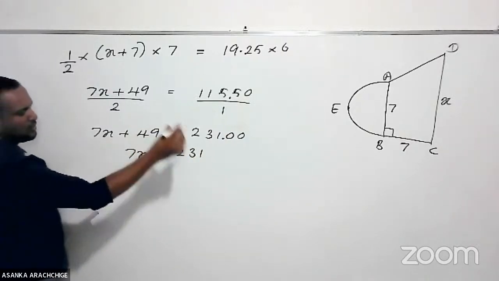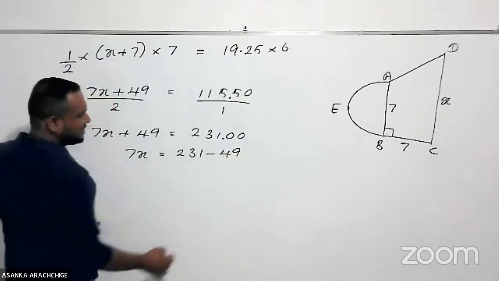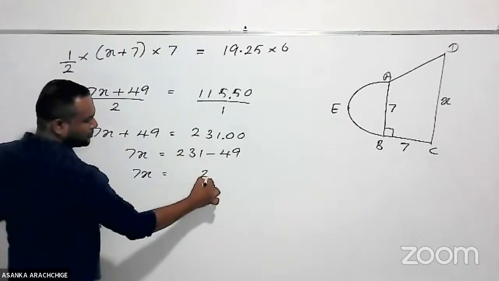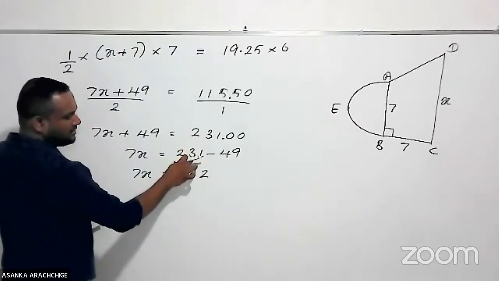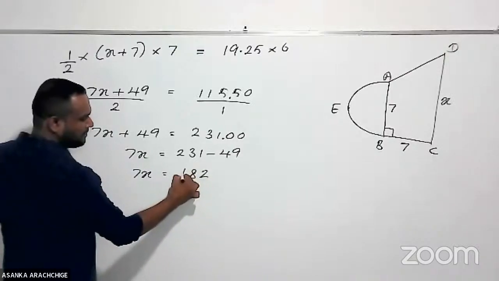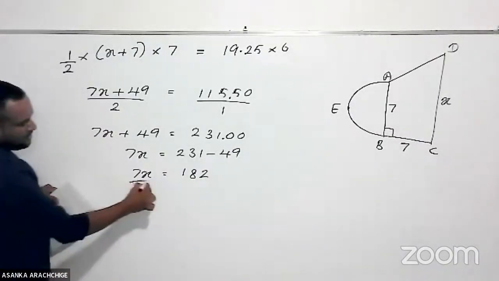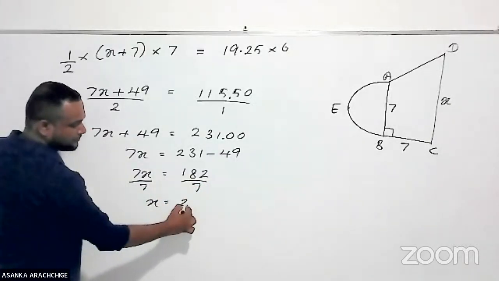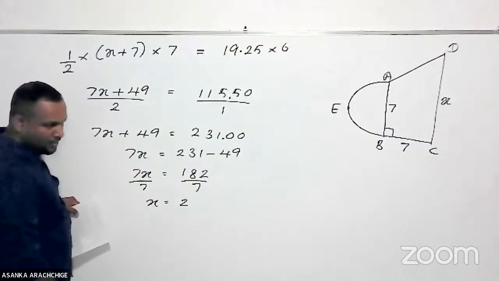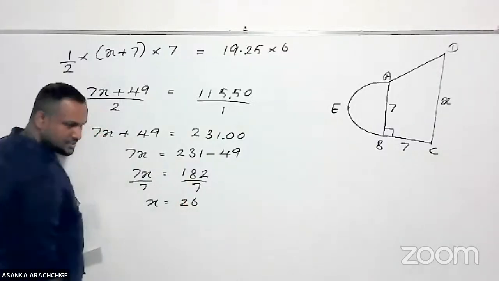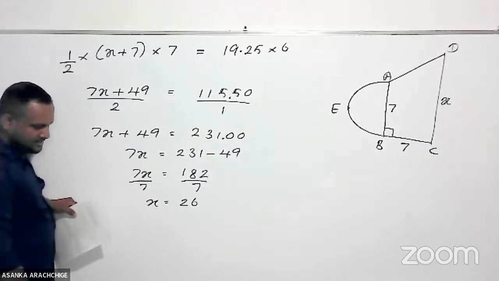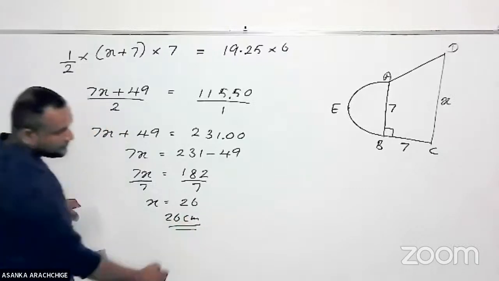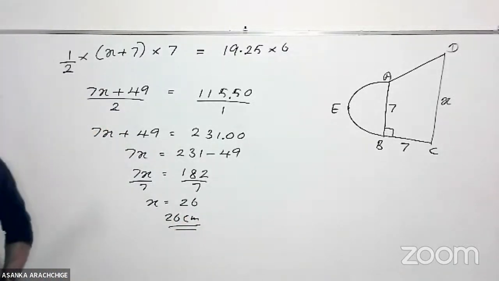231. Take 49 to the other side as minus 49. So 7x becomes 182. Here 2 remaining, then take 1, 12, 4, 8 and 1. Now divide by 7. X is equal to 7 times 2 is 14, 4 remaining, 42, 7 times 6. Answer: 26 centimeters.